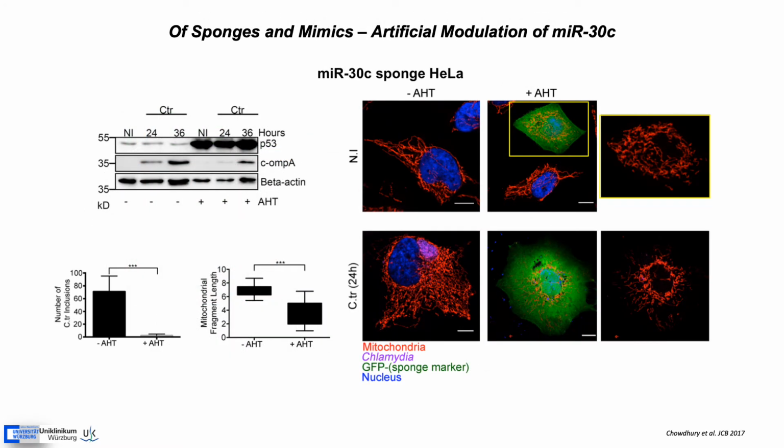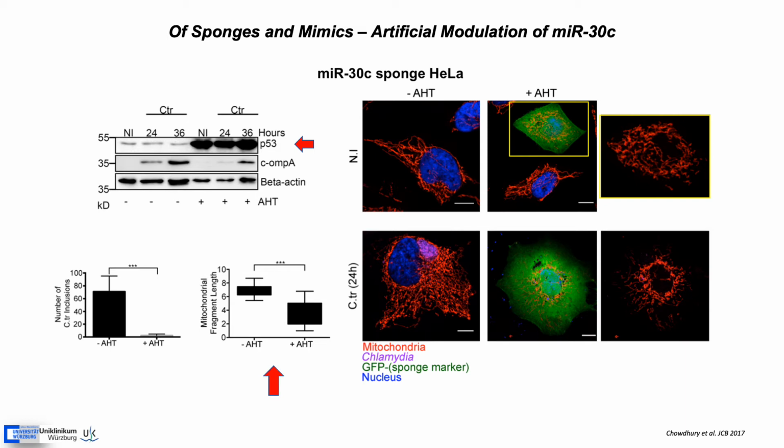Then we asked the question if silencing MIR30C would interfere with the growth of chlamydia. For this, we first created an inducible microRNA 30C sponge expressing cell line where a microRNA sponge can be expressed under TET inducible promoter. When we added anhydrous tetracycline to these cells, we silenced microRNA 30C that resulted in increased p53 expression and fragmented mitochondria.